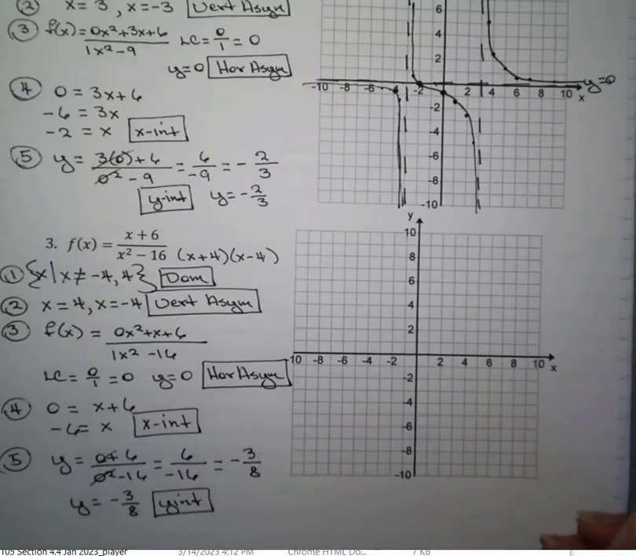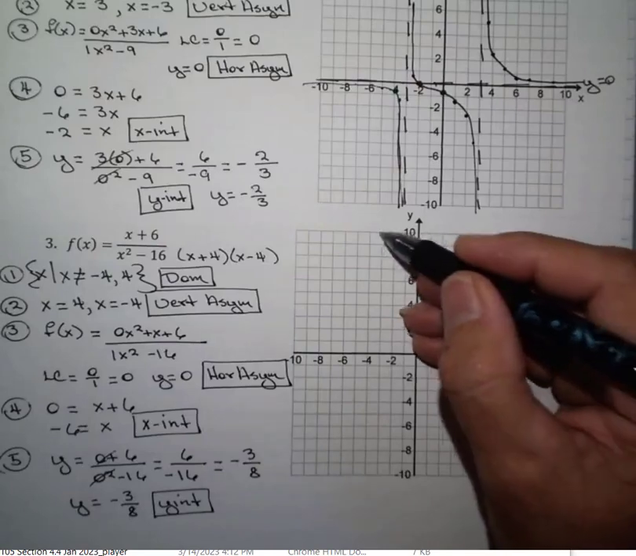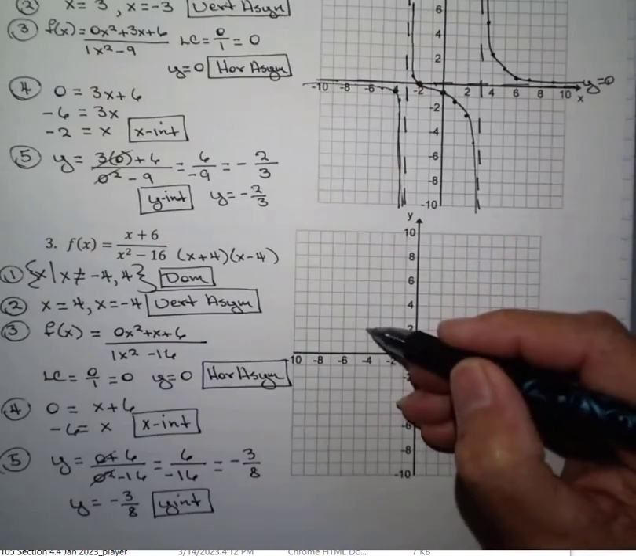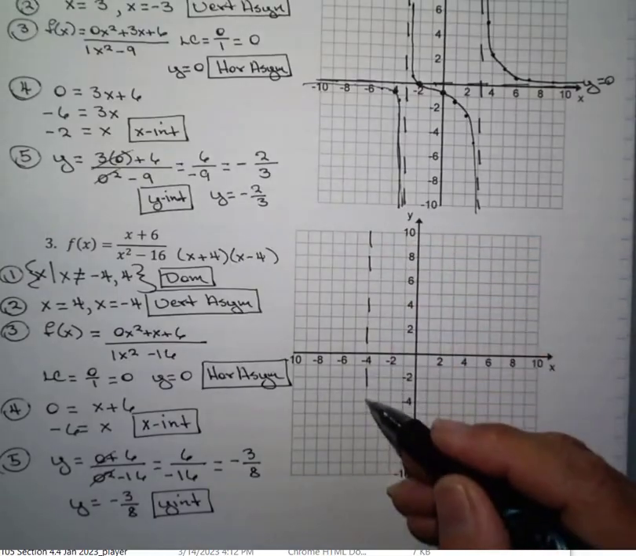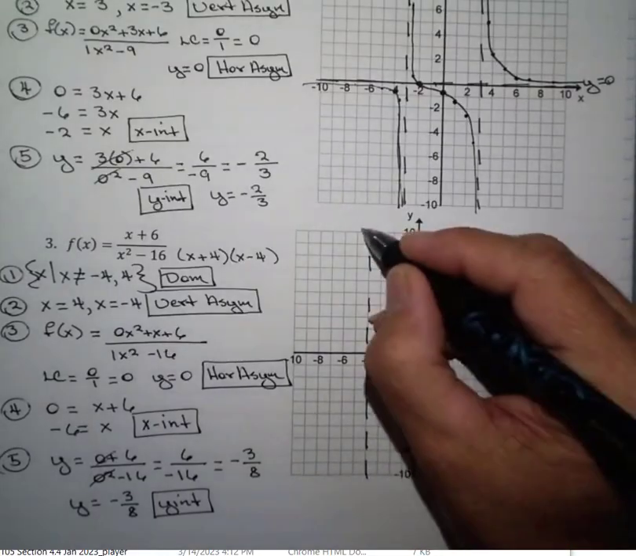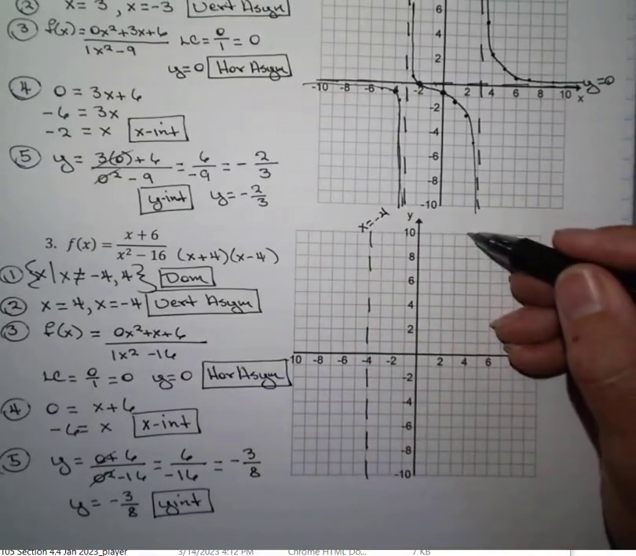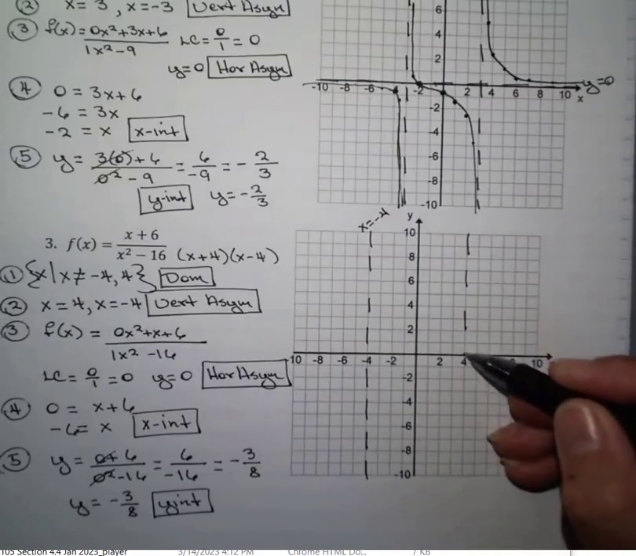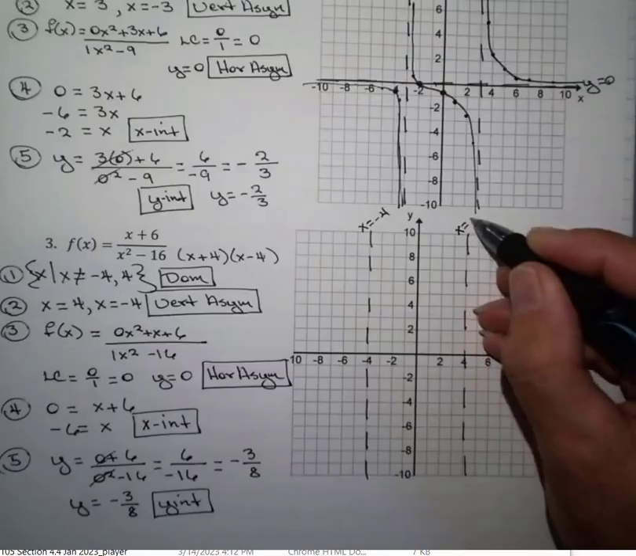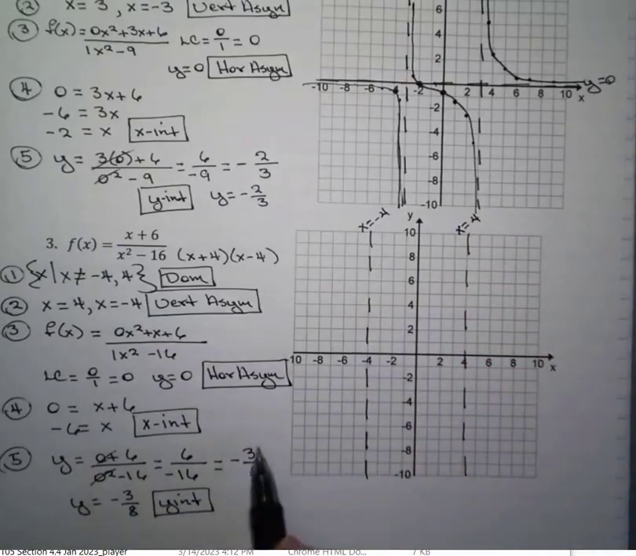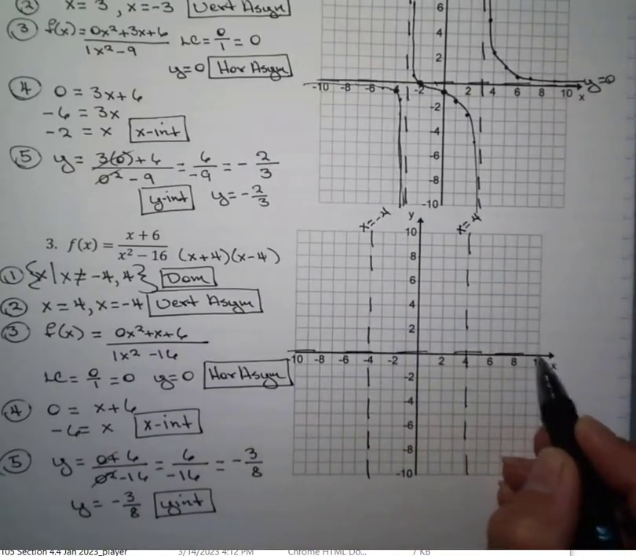Let's start graphing this thing a little bit. I'm going to draw in my asymptotes. I've got x equal to -4 right here. So that's x equals -4. And I've got x equal to +4 right here. And my horizontal asymptote was once again y is equal to 0.